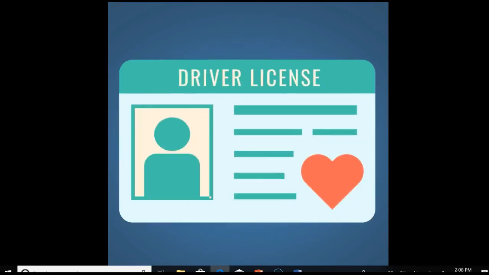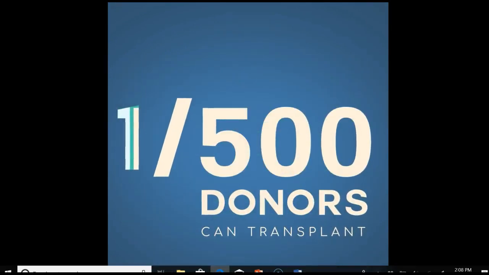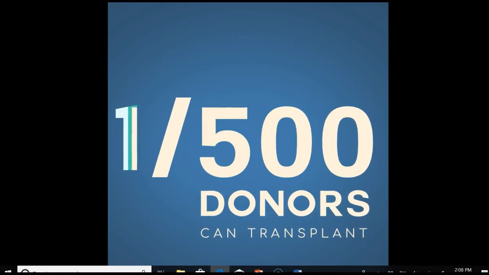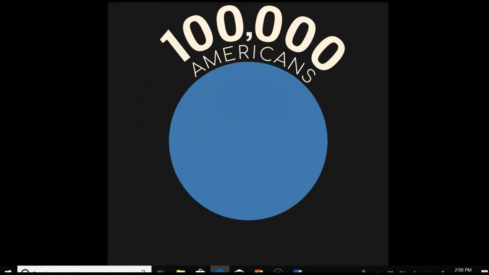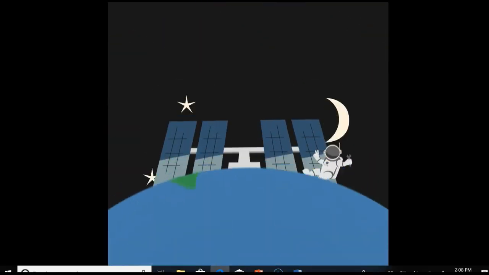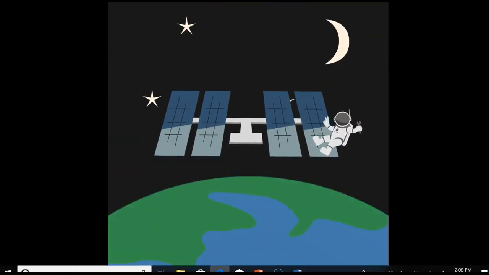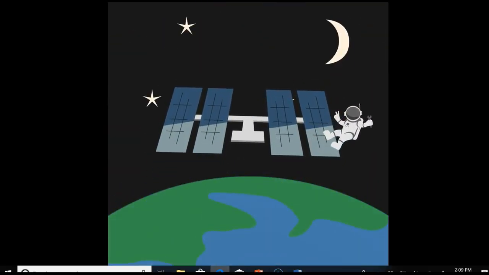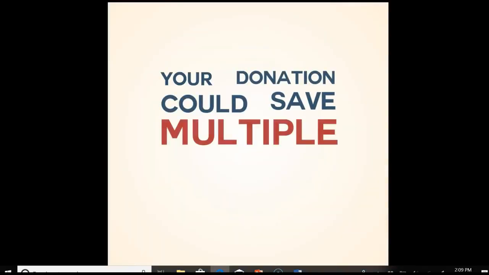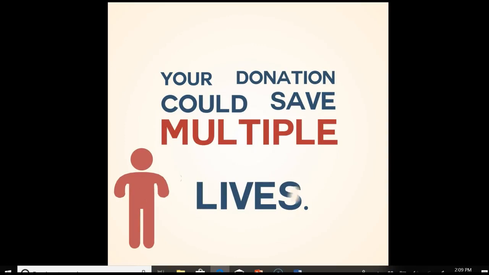Even if you're a registered organ donor, fewer than 1 in 500 donors die in a way that organs can be transplanted. 100,000 people need this life-saving transplant, but each year fewer than 200 people donate their kidneys to a stranger. That's fewer than the number of astronauts who have been to the International Space Station. Why? Because there's one thing people don't know. Your donation could save multiple lives.